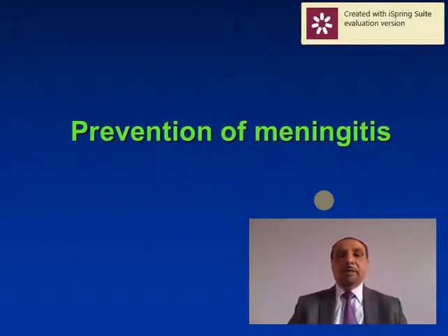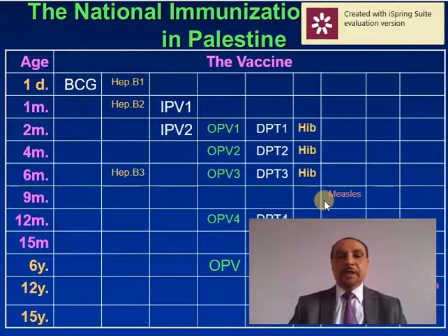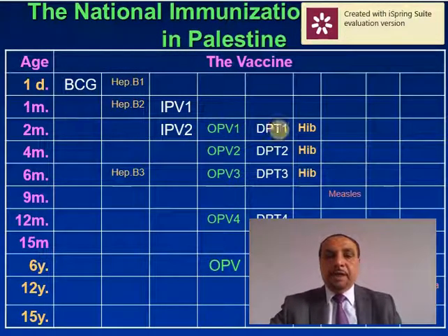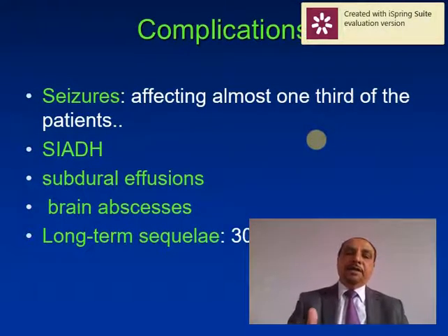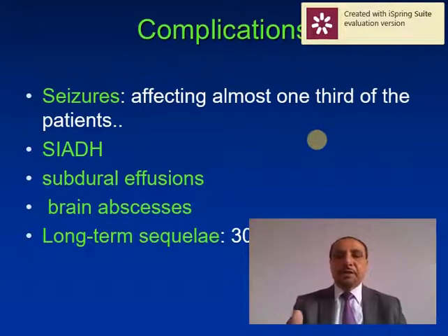How will we prevent meningitis? Of course, prevention of meningitis depends on vaccines. This is our vaccination schedule, and as you see, we give the Haemophilus influenzae type B vaccine, and we started to give the PCV, and we discussed the immunization schedule in the previous lecture. As we mentioned, in this schedule we give 3 doses of PCV, pneumococcal conjugate vaccine, at 2 months, 4 months, and 1 year.